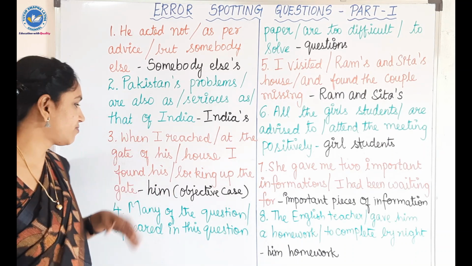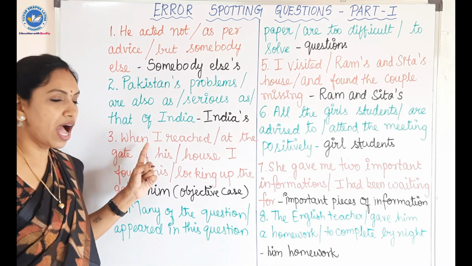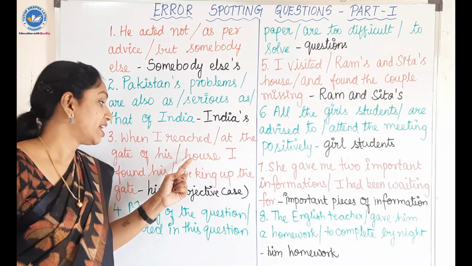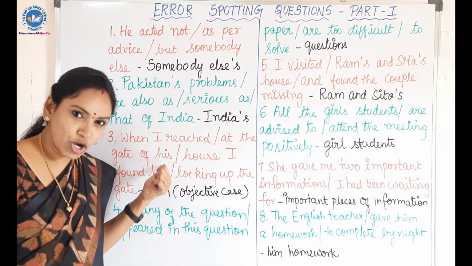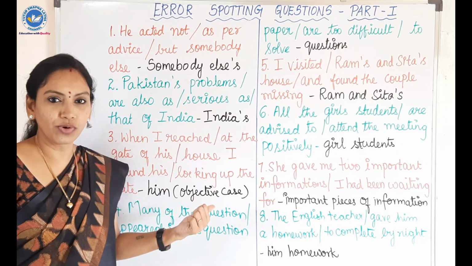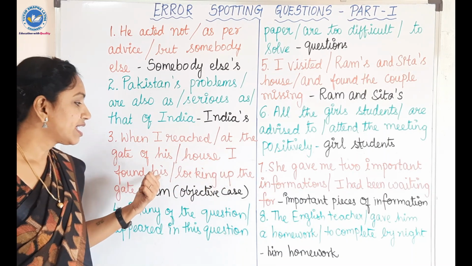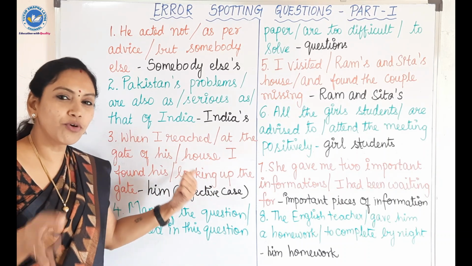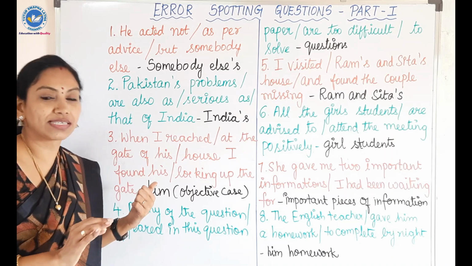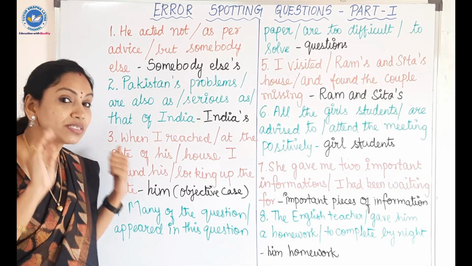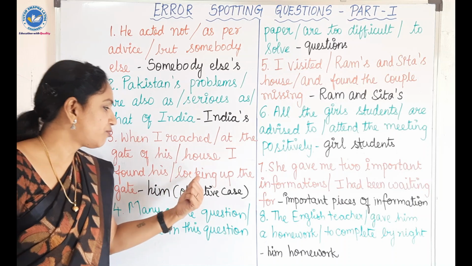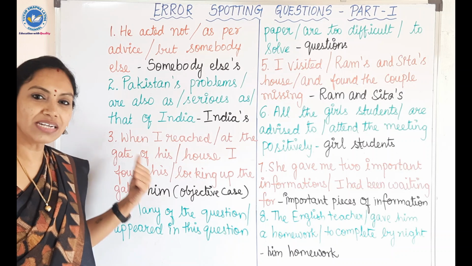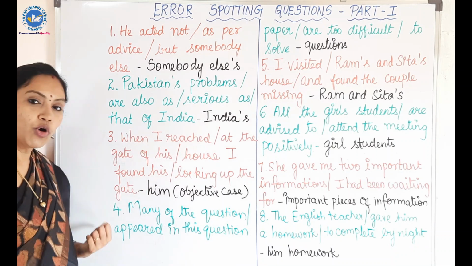Hope you understood, my dear friends. Again, I'll repeat. When I reached at the gate of his house. Here you can use his because house is a noun. I found his locking up the gate is the question given. Locking is a verb. Before a verb, you cannot use his, that is your possessive case. Before a verb, you have to use the objective case, that is your him. That's the mistake.